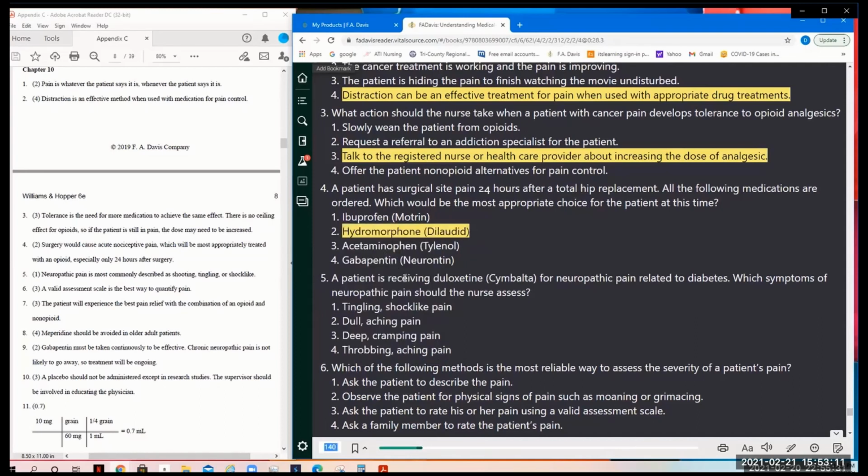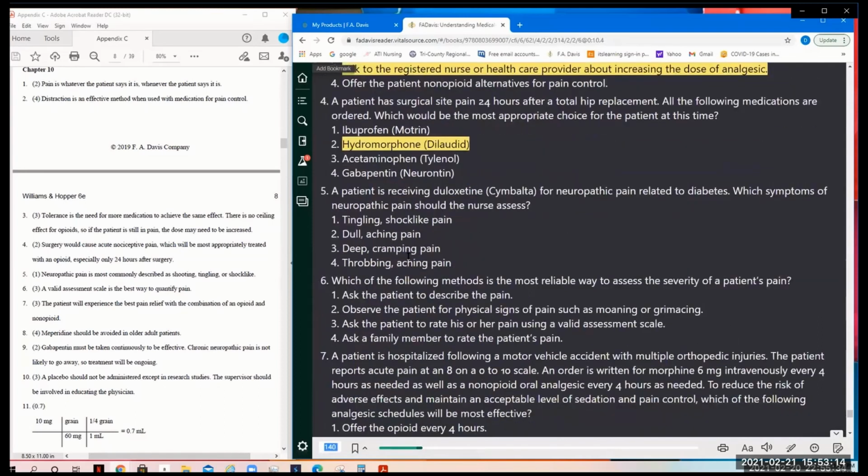Number five, a patient is receiving duloxetine or Cymbalta for neuropathic pain related to diabetes. Which symptoms of neuropathic pain should the nurse assess? Would it be one, tingling shock-like pain, two, dull aching pain, three, deep cramping pain, or four, throbbing aching pain? And the answer is one, neuropathic pain is most commonly described as shooting, tingling, or shock-like.